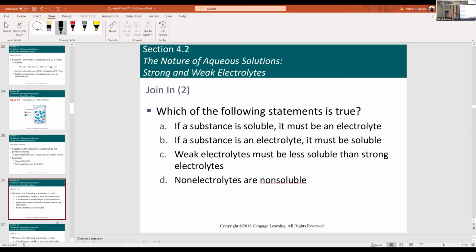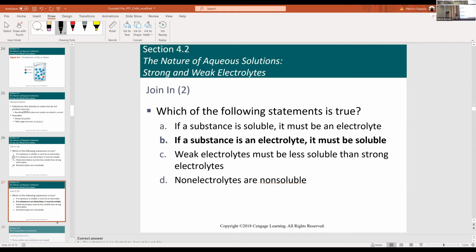Good, correct. So yes, this is true. Remember, electrolyte is about conductivity; it makes ions. In order for it to make ions, it has to be soluble in the first place for water to break it apart. Next one: weak electrolytes must be less soluble than strong electrolytes. Nah. We know the answer is B, but the reason C is not right is because they're both equally soluble, just one dissociates more. Non-electrolytes are non-soluble? Not true. You have sugar. Okay, good, nice.